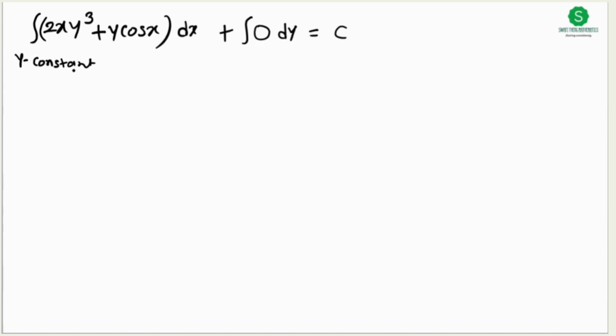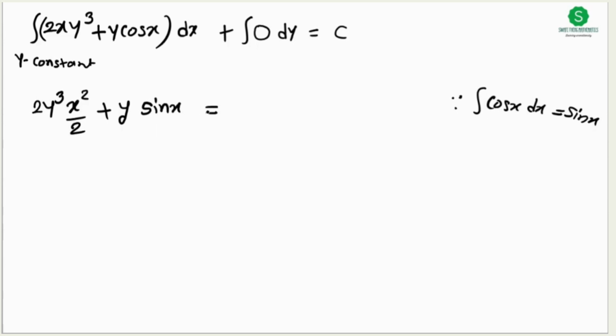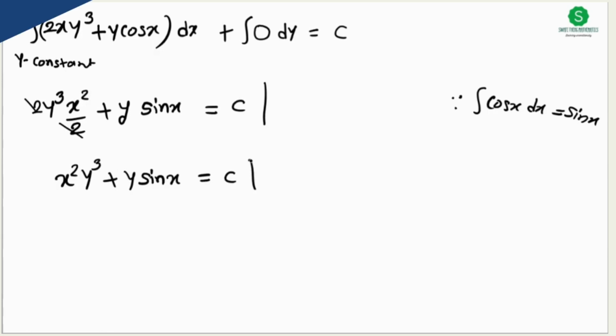Now integrate this term. So here y is constant. From the first term 2y cube is outside. Integration of x is x square by 2, plus here y is constant outside, and integration of cos x is sin x. So it is sin x equal to c. Now simplify this term. Here the 2 gets cancelled. So the final answer is x square y cube plus y sin x is equal to c.